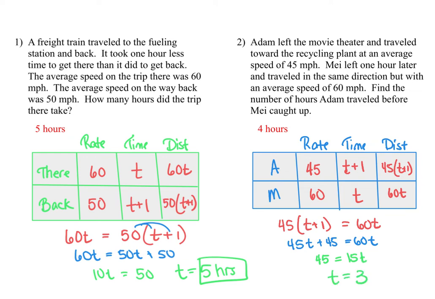Am I done? Who did I solve for? Adam or May? What are they asking? Find the number of hours Adam traveled. I am not done with this problem. I solved for t, but that is this person right here. They want this person right here. What do I need to do to that t? I need to add 1, and that's where we get our 4 hours here.